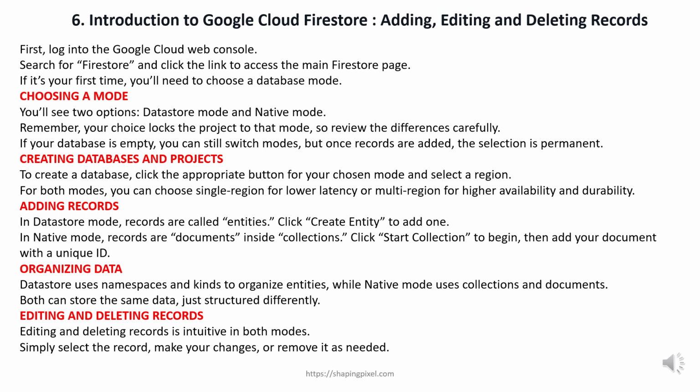Datastore uses namespaces and kinds to organize entities, while native mode uses collections and documents. Both can store the same data, just structured differently. Editing and deleting records is intuitive in both modes. Simply select the record, make your changes, or remove it as needed.